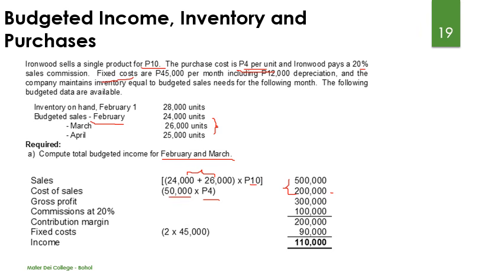Our commission is 20%. 20% of what? 20% of our sales, since this is a sales commission. So 20% of 500,000 is 100,000, sorry. Our contribution margin, that would be 300 minus 100, that's 200,000.